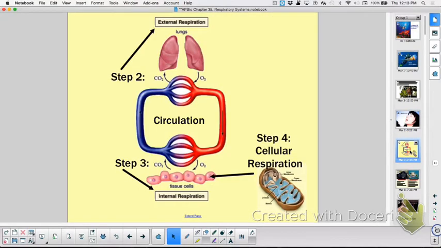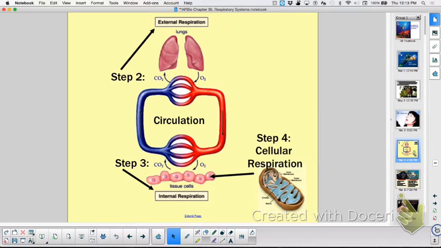You want to differentiate between internal and external respiration. External respiration is the exchange of gases between what and what? Yes, the environment and the alveoli of your lungs. And then you have circulation, and then internal respiration is the exchange where? Yeah, capillaries and the cells of your body, or the interstitial fluid technically around the cells of your body. And then cellular respiration occurs within the mighty mitochondria.